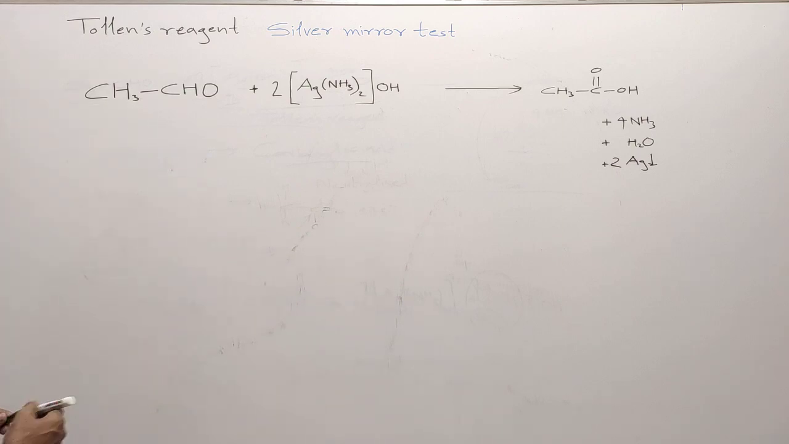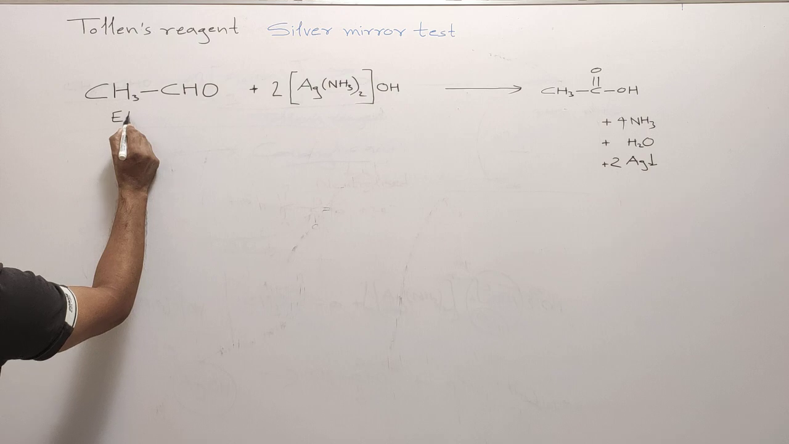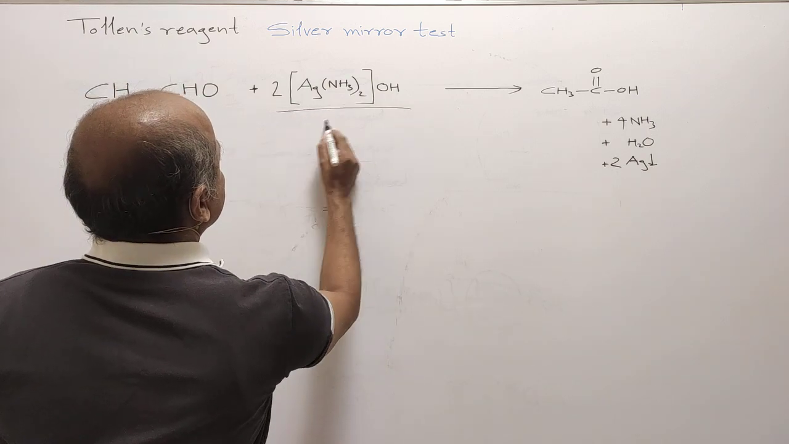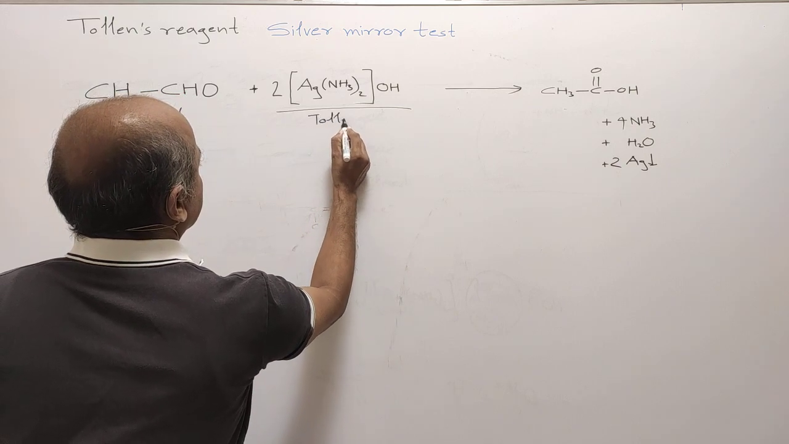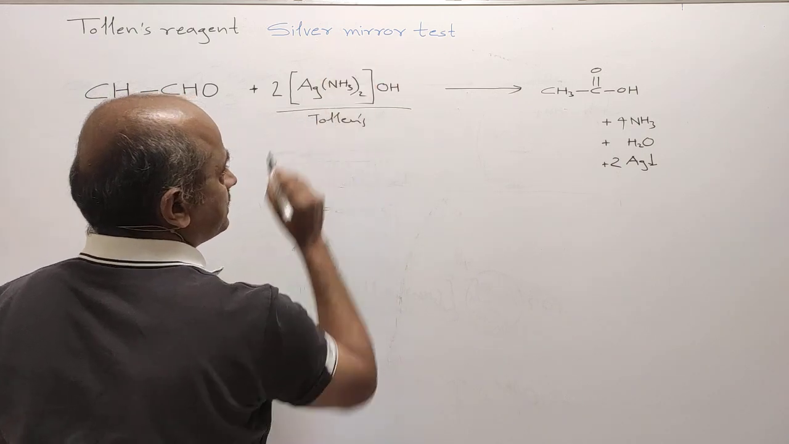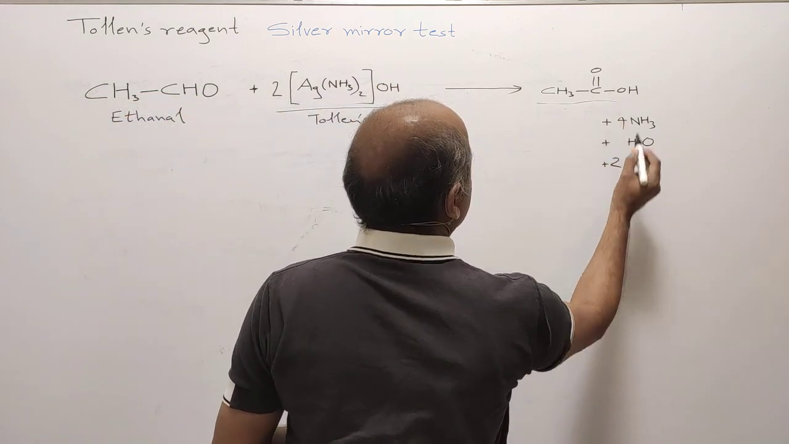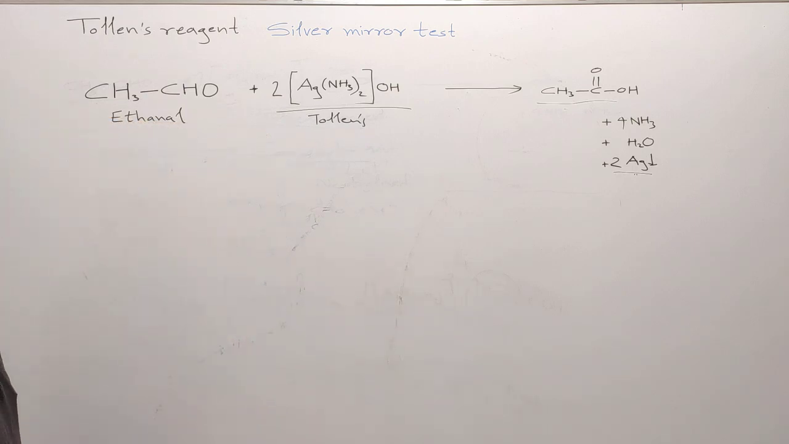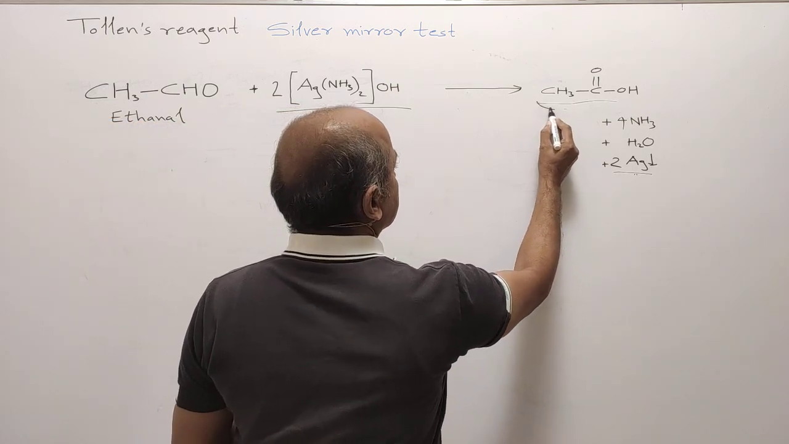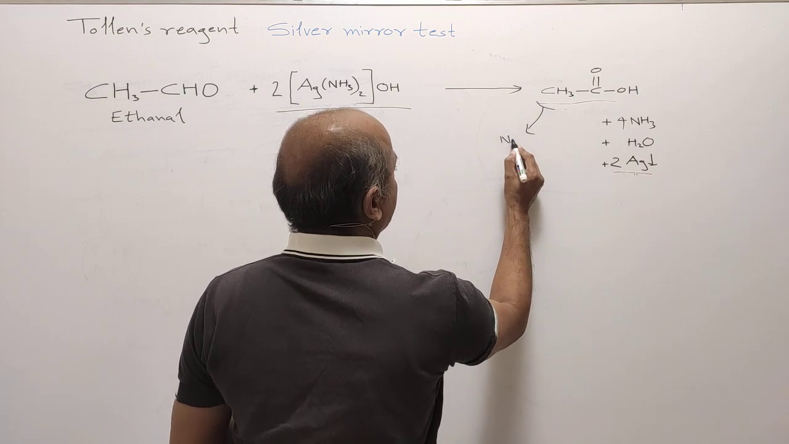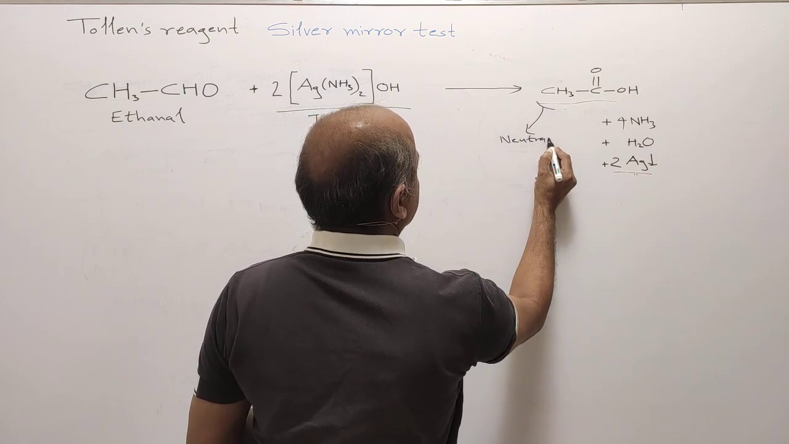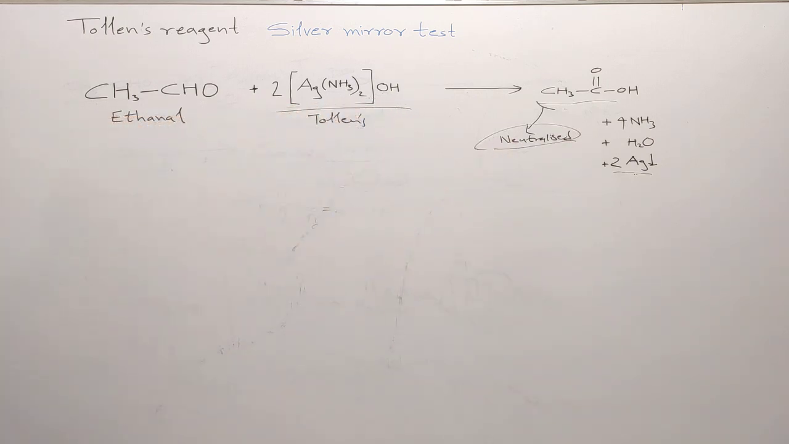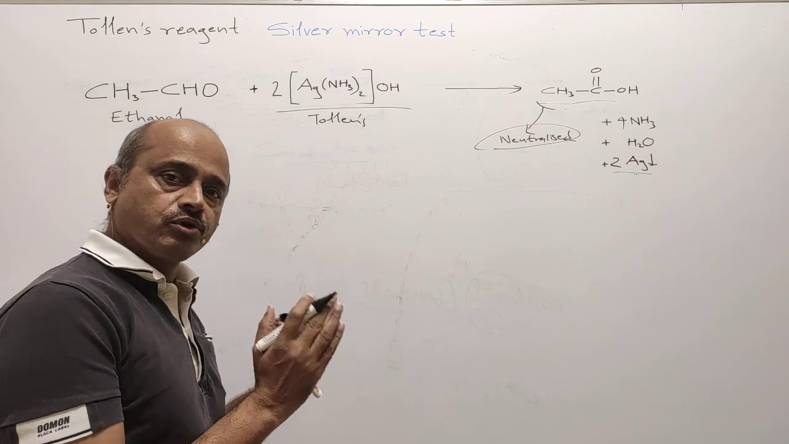Now, this ethanal with this Tollen's reagent gives carboxylic acid and silver, elemental silver. This is what the reaction is. Actually, this is further neutralized. I am not showing it here. Neutralized with OH minus ions. That is the extension.